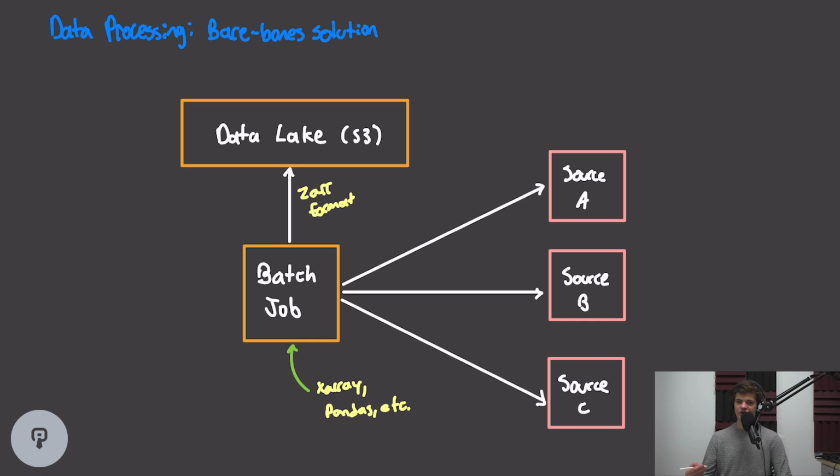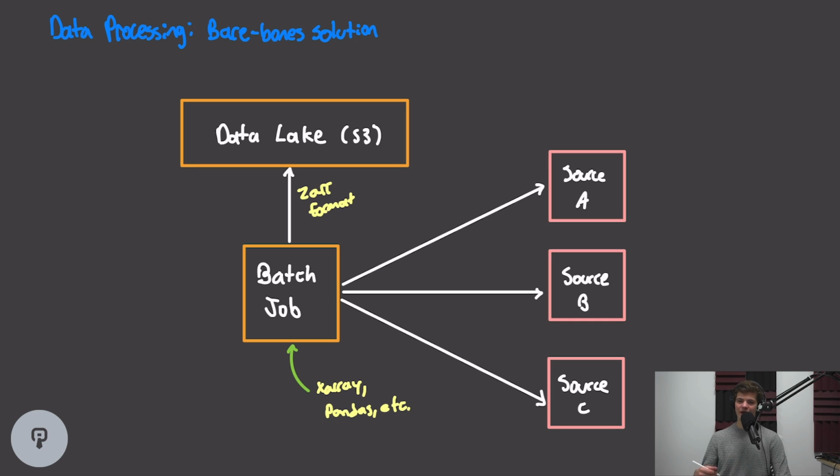So the first problem that we're going to tackle here is the data processing side. Let's take a look at a bare-bones solution that will accomplish this goal. The simplest way to do our data processing is to simply have a batch job running on a single server that'll go out to all of our data sources, download them, do whatever processing we need to do, and then upload them to some sort of data lake where they can be stored. Oftentimes, these types of data processing workloads will be written in Python and would use libraries such as Xarray or Pandas to manipulate these data sets, normalize them, and come up with a consistent format.